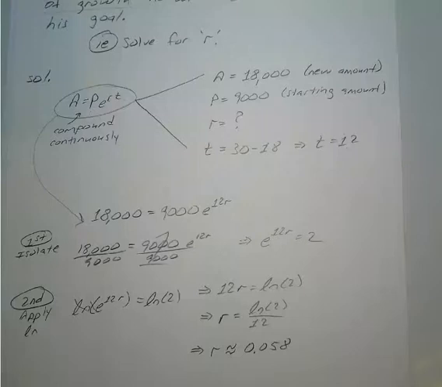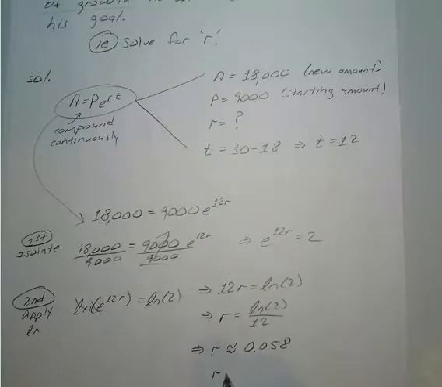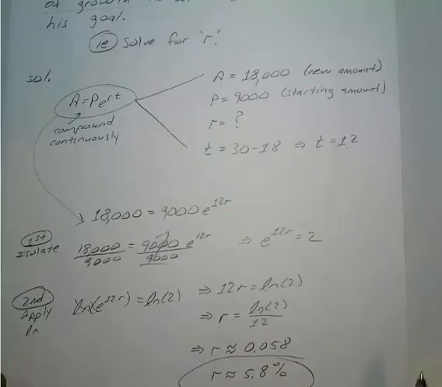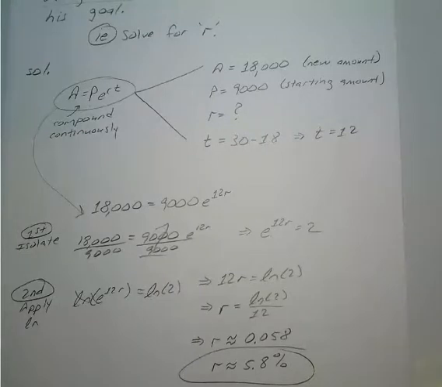Okay, which is your decimal answer, but in most cases they're looking for a percentage rate. So to convert a decimal to percent, you move the decimal point over 2 spaces to the right and add your percent sign. So your rate will be approximately equal to 5.8%. Okay, so that would be the interest rate he'd have to find if he wanted to turn his $9,000 at age 18 into $18,000 by the time he is 30.